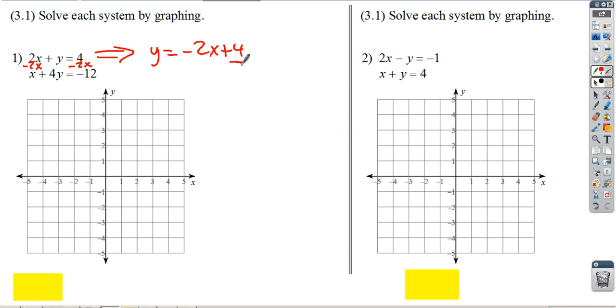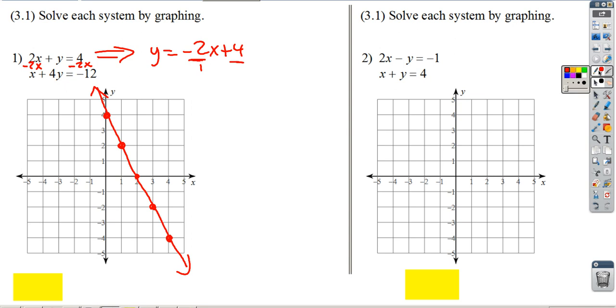This has a y-intercept of 4. And then this slope means it's negative 2 over 1. So I'm going to go down 2 over 1. And I'll do that a couple more times. Down 2 over 1, down 2 over 1, down 2 over 1. That way I get the most accurate line possible so I can see exactly where these things meet.